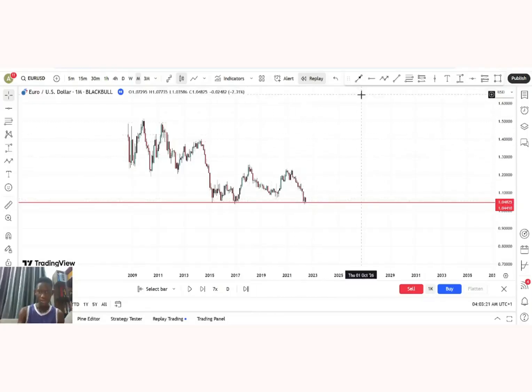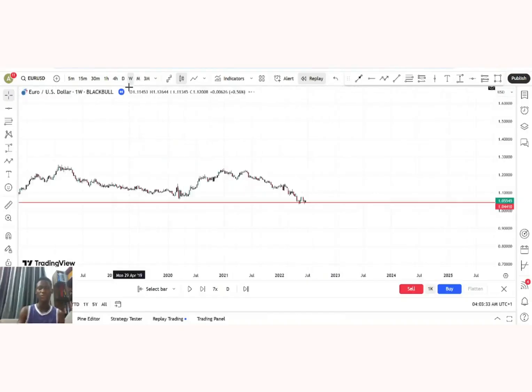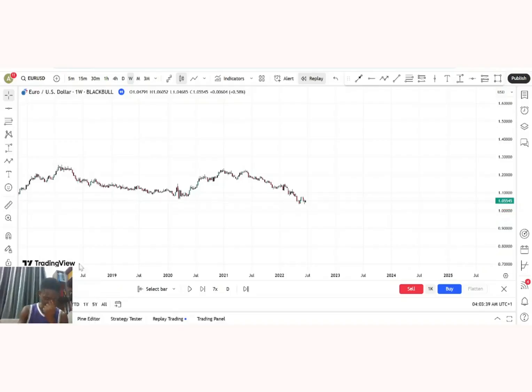So I hope you can, at least to some extent, mark out zones. You can do the same for any time frame whatsoever, for the 4 hours, for the 1 hour. But the only thing is that those lower time frames are subject to much manipulation, right?